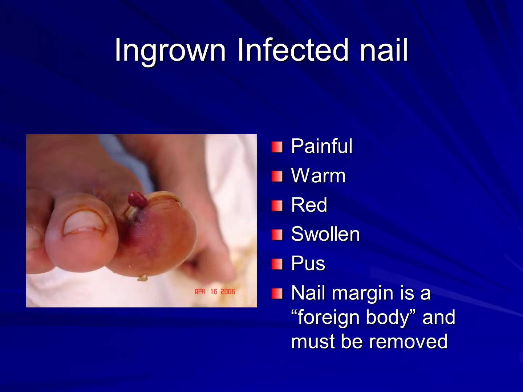This is an example of a typical ingrown toenail, and these are some of the common symptoms that are associated with that. Depending on the situation, these can be addressed medically with, say, antibiotics and warm soaks, or surgically with a partial or total nail avulsion or matrixectomy.